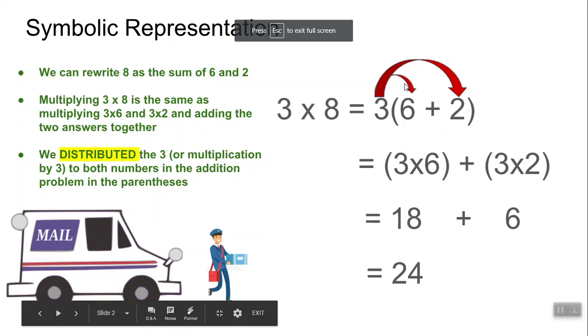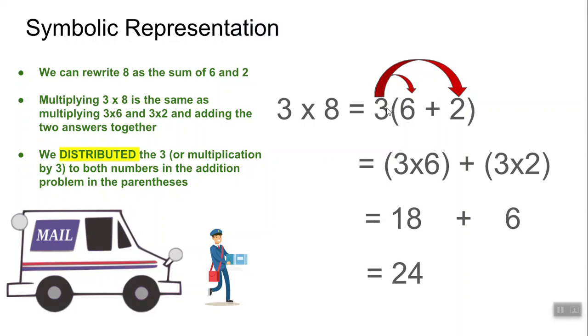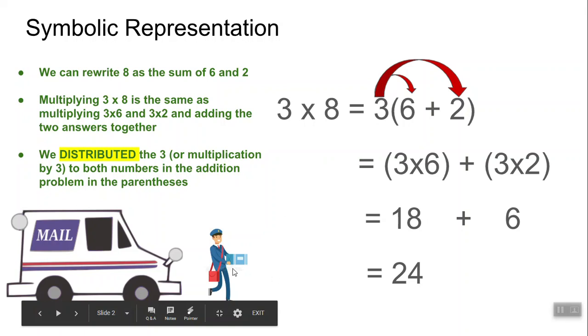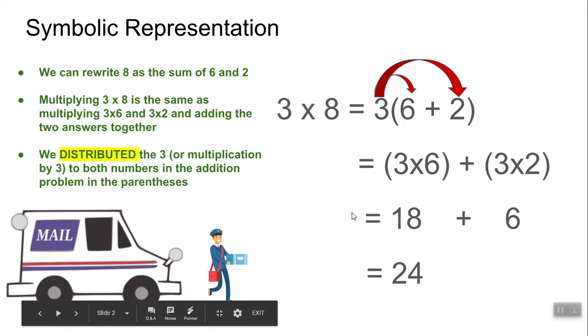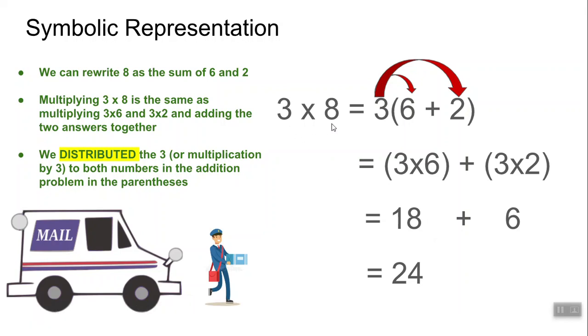The reason I put these arrows here is to remind me that I need to distribute my 3. Distribute means to pass out. I think of the distributive property being like a mailman. He has to distribute mail by stopping at each house on his route. Just like here, I have to distribute the 3 by stopping at each number on my route. 3 times 6 and 3 times 2. Once I find the product of 3 times 6, which is 18, and 3 times 2, which is 6, I add them together and get 24, and sure enough, I know that 3 times 8 is 24.